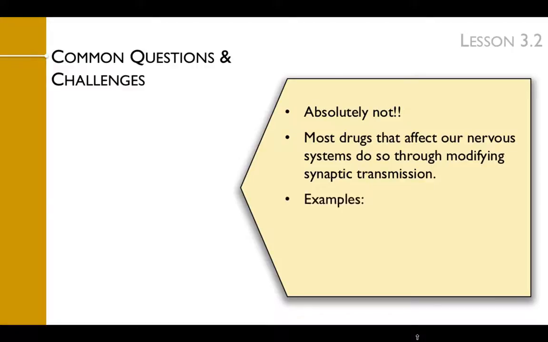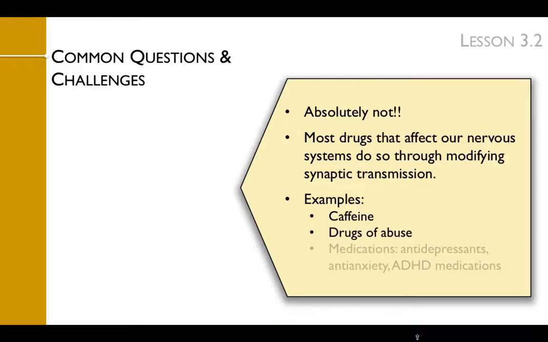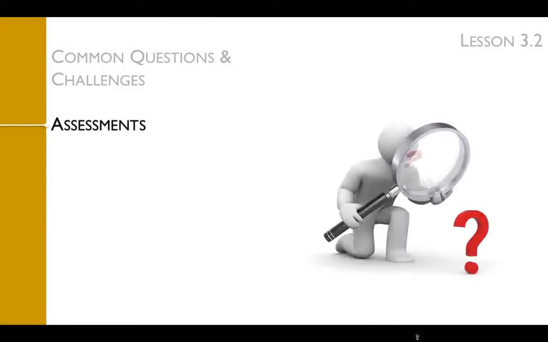Examples of drugs that modify synaptic transmission include caffeine, all drugs of abuse, which we'll get to in Unit 5, and medications, including antidepressants, anti-anxiety meds, and ADHD medications. At the end of this lesson, students should appreciate how neurons convert the electrical signal of the action potential into a chemical signal at the synapse. Students should also be able to use this understanding to make predictions about the effects various drugs would have on neuronal signaling. And finally, students should begin to appreciate how different types of neuronal signals, action potential, synaptic transmission, and dendritic input signals all relate to each other.